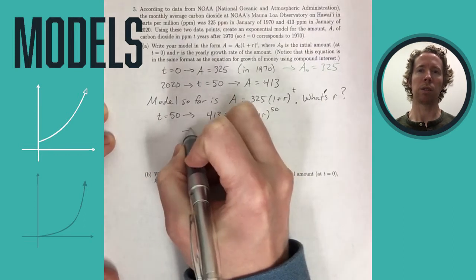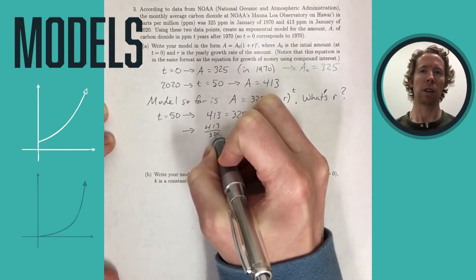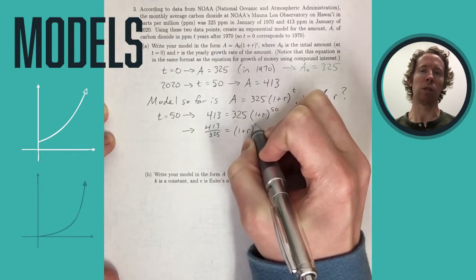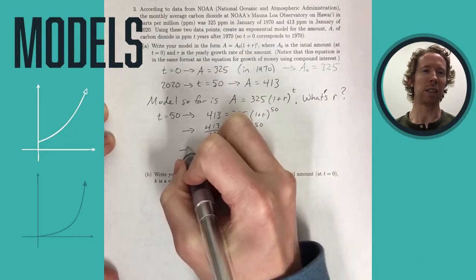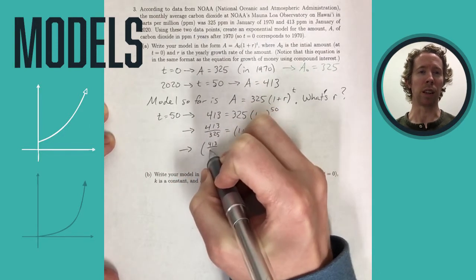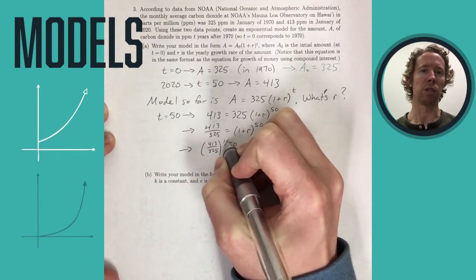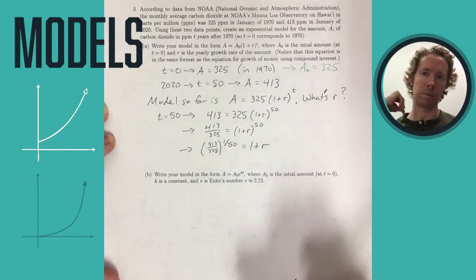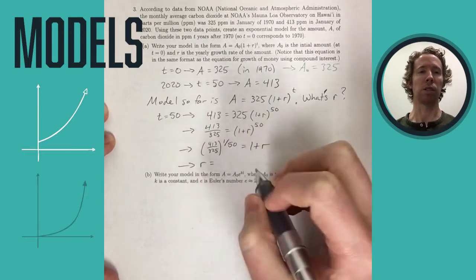The first thing to do is to clean this up a little bit by dividing both sides by 325. The reason you want to do that first is that then you can easily raise each side to the power of 1 over 50. So you're really taking the 50th root of each side. It's easier to just write it as to the power of 1 over 50. And that equals 1 plus r now. So if you want to solve for r, just subtract 1 from both sides, and that's the rate.